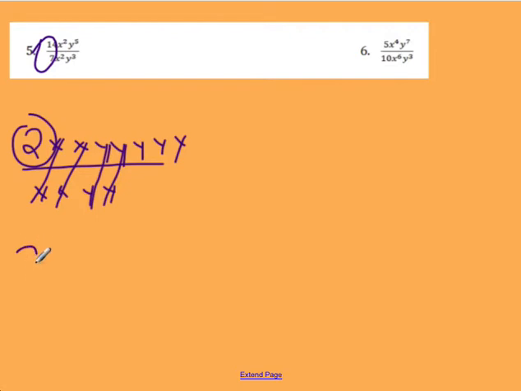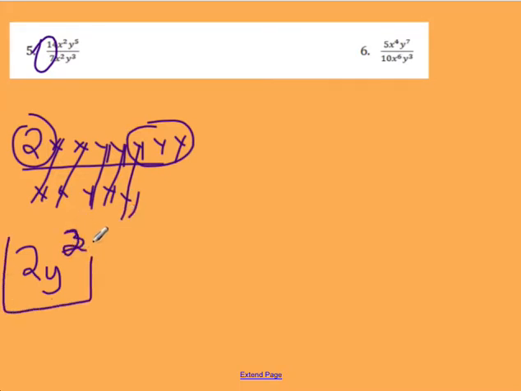So left over on top, I have 2, and then also left over on top is y times y times y, which is y to the third power. Oh, there should be 3 y's. Whoops, so those cancel. It should be y to the second power, excuse me. So that's our simplified rational expression.